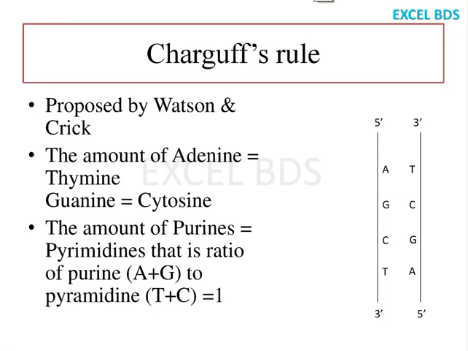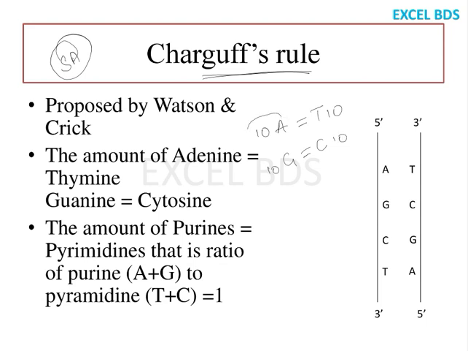Okay, so this is having some rules. This rule can be a short answer question in the exam most commonly. That is Chargaff's rule of base pairing, where the amount of adenine is always equal to the amount of thymine, and the amount of guanine is always equal to the amount of cytosine, because they are pairing with each other. So if there are 10 adenine, there will be 10 thymine. If there are 10 guanine, there will be 10 cytosine.